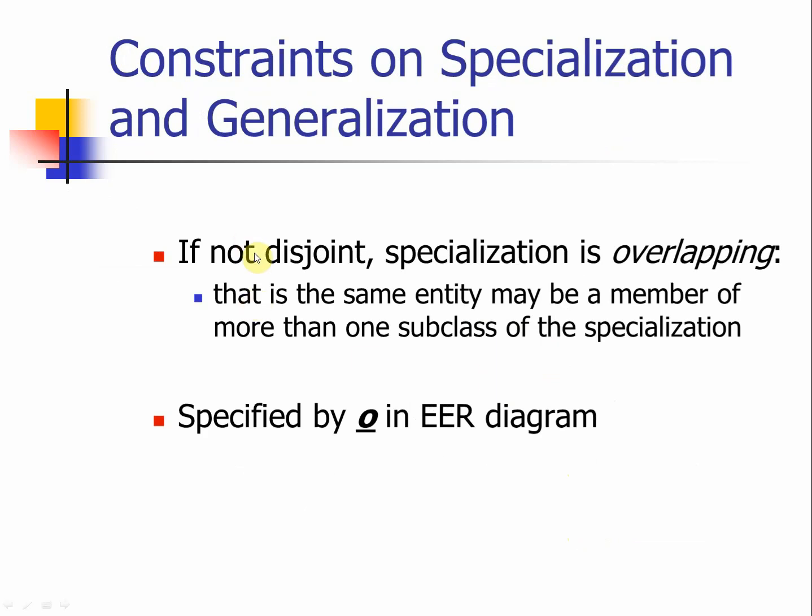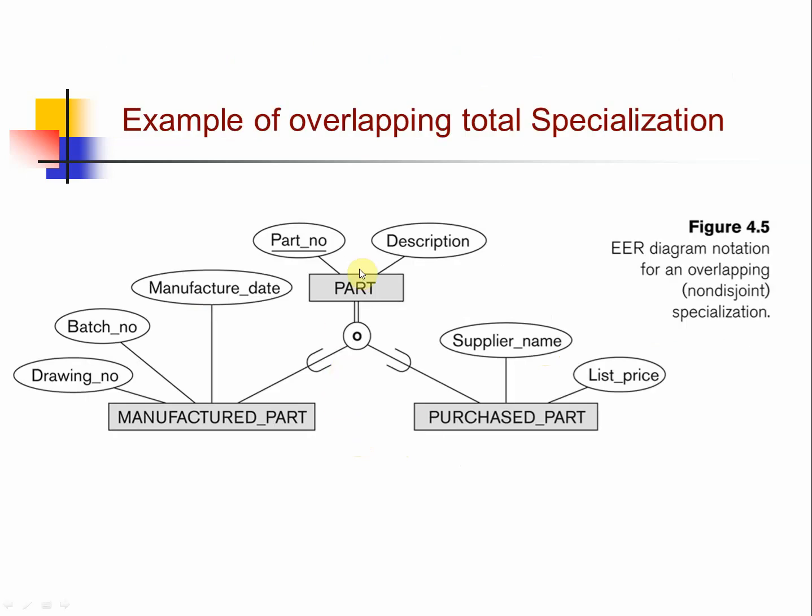If it is not disjoint, it means that you have multiple choices, and we specify it as overlapping. That is, the same entity may be a member of more than one subclass of the specialization. And in that case, we will put an O in the small circle. And therefore, you can see that this is the part used in the factory. We have an O that we put over here to specify that this is a double line and an O operation. What I'm trying to say is that the parts that we are going to use can be manufactured parts or purchased parts.